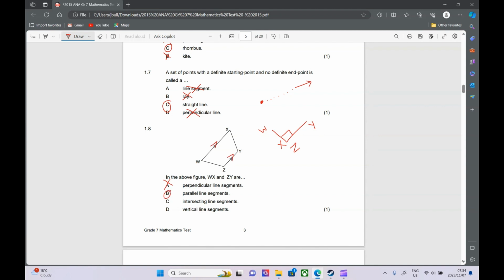They are not intersecting, so they don't ever touch each other. And they are not vertical, because vertical would be straight up. Okay, so they are parallel. We knew that because of those little arrows, so they always mean parallel lines.